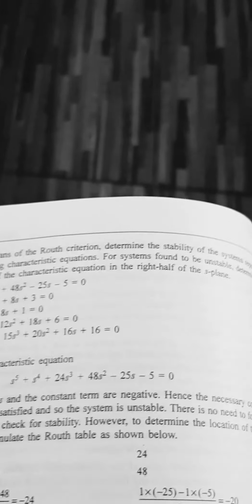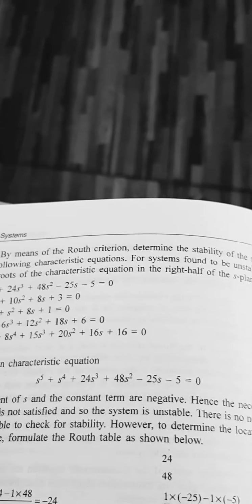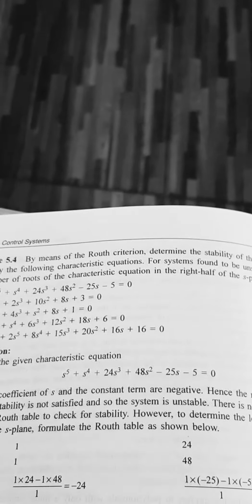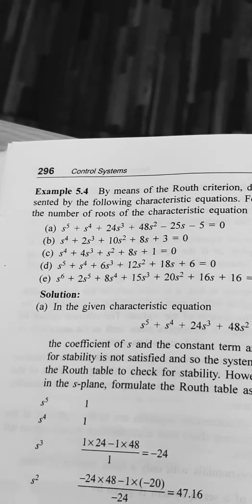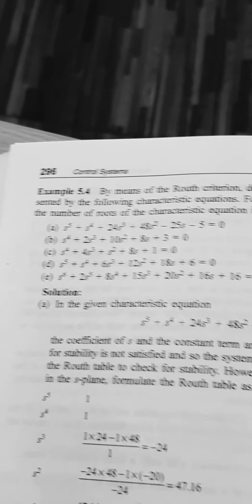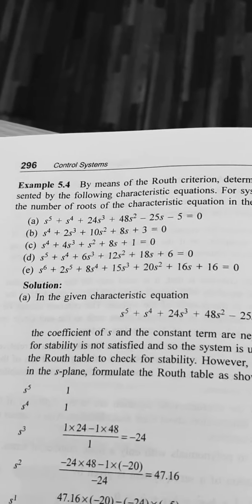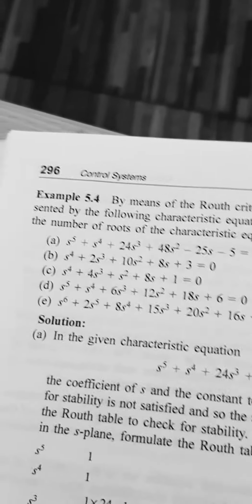The characteristic equation is given. So you need to find whether it is stable or not using Routh stability criterion. If it is not stable, what you need to do is determine the number of roots of the characteristic equations in the right half of S-plane. Now here you can see examples. We'll see one by one.